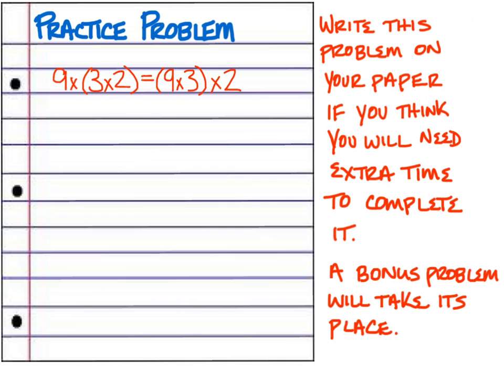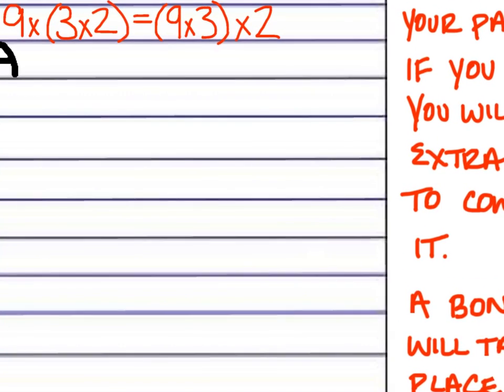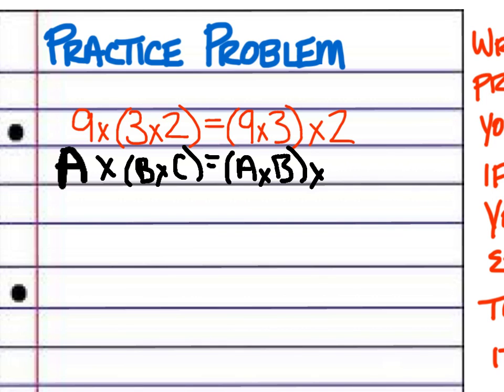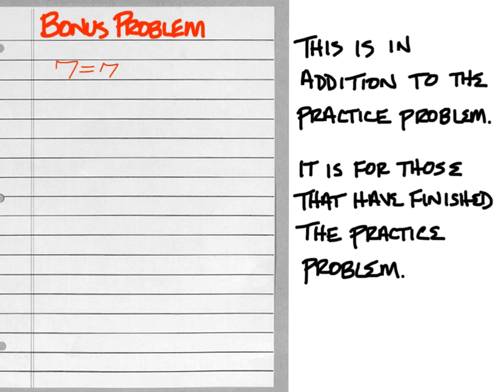Okay, for the practice problem, we just plug in variables for this. Let's zoom in a little. There we go. Okay, we have A times B times C is equal to A times B times C. This one is going to be letter D on your handout, which is the associative property of multiplication.